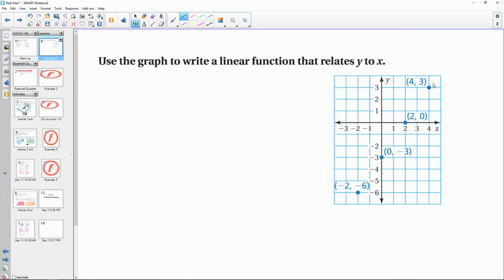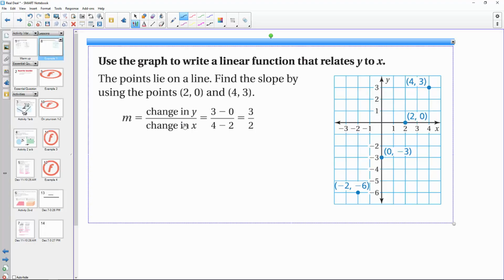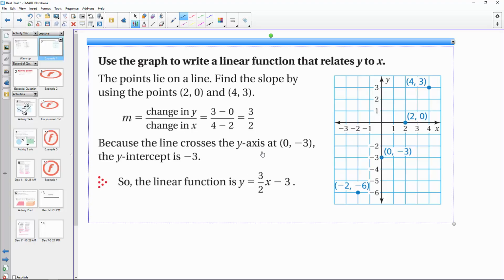So it says write a linear function here. So if I look at it, this appears to be going up by 2. So the x is increasing by 2 and the y is increasing by 3. And my starting point is negative 3. So it would be y equals negative 3 over negative 2, so 3 over 2, x plus negative 3. And there it is.